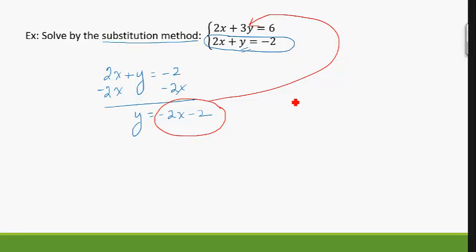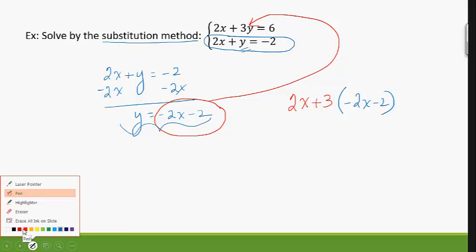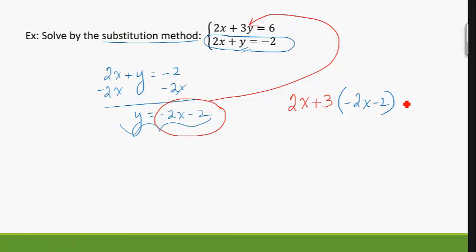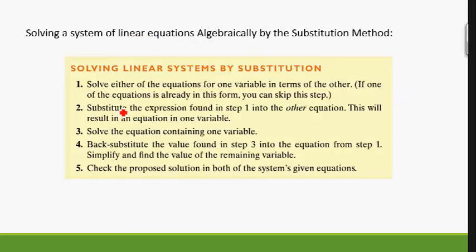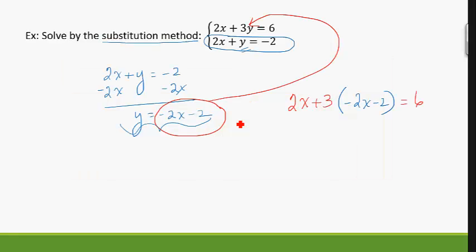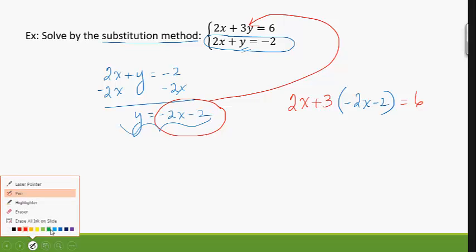So here I'm going to substitute this back in, so I'm going to have 2x + 3, but instead of y, I'm going to put my new expression, -2x - 2, which I got from the second equation, and that equals 6. This is what the previous explanation was talking about when it says substitute the expression into the other equation. This will result in an equation in one variable. Now, if you look, the only variable here is x, so this is just a linear equation in one variable, which you know how to do.